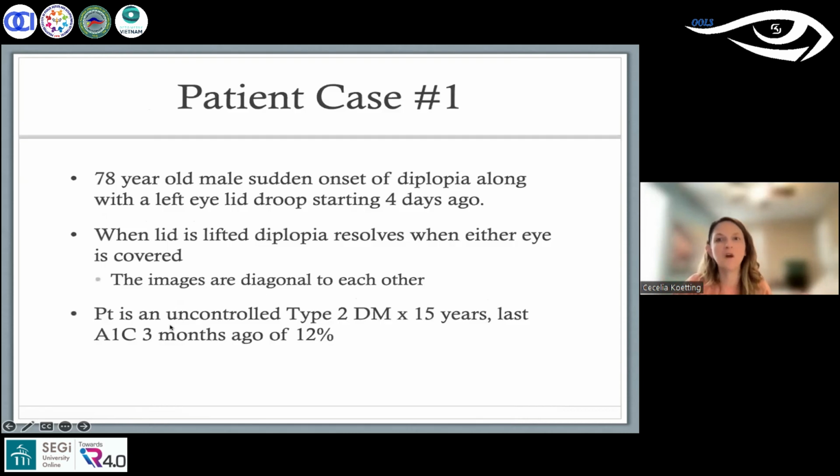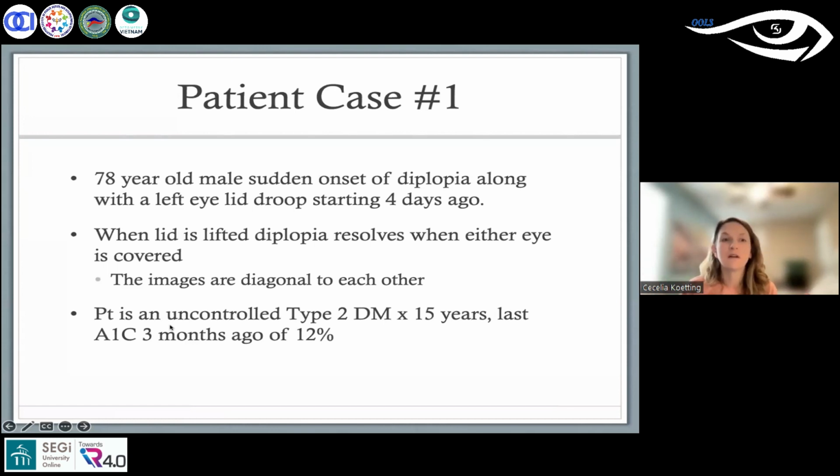So, okay, let's talk about our top 5. Patient number 1, we have a 78-year-old male who has a sudden onset of diplopia, along with a left eyelid droop starting 4 days ago. Oh, and I didn't mention, but if you have questions, don't hesitate to put them in the chat box. I will try to answer some as we go along, especially if they're more about what I'm immediately talking about. And then, of course, we'll still do questions at the end, but don't hesitate to put questions in.